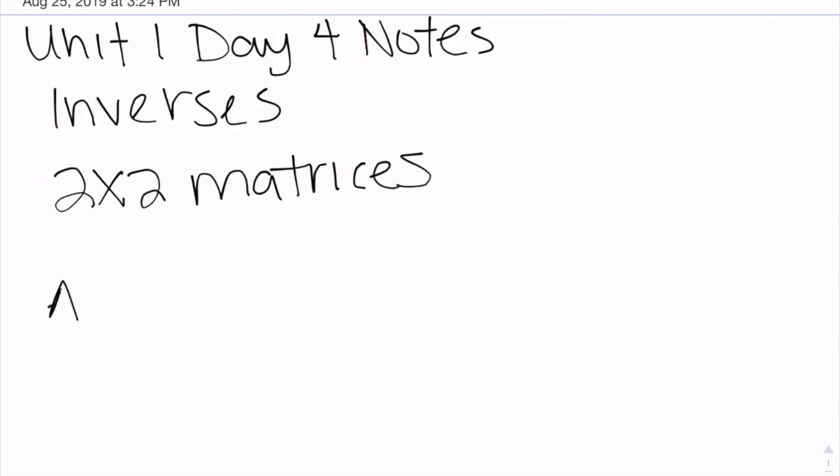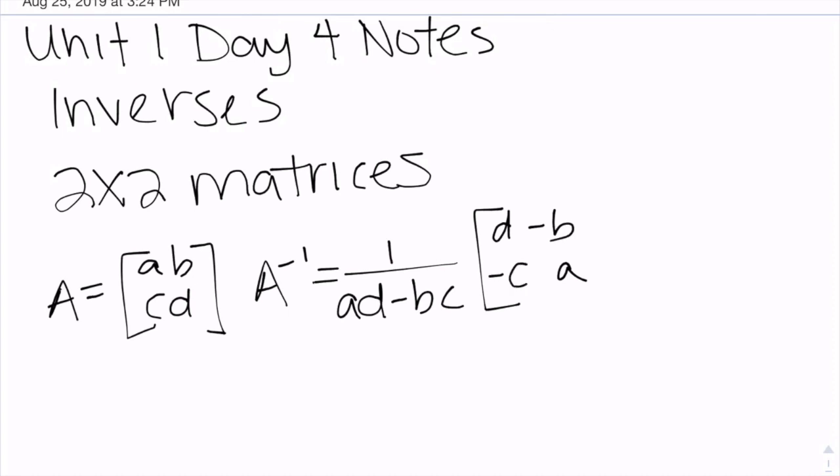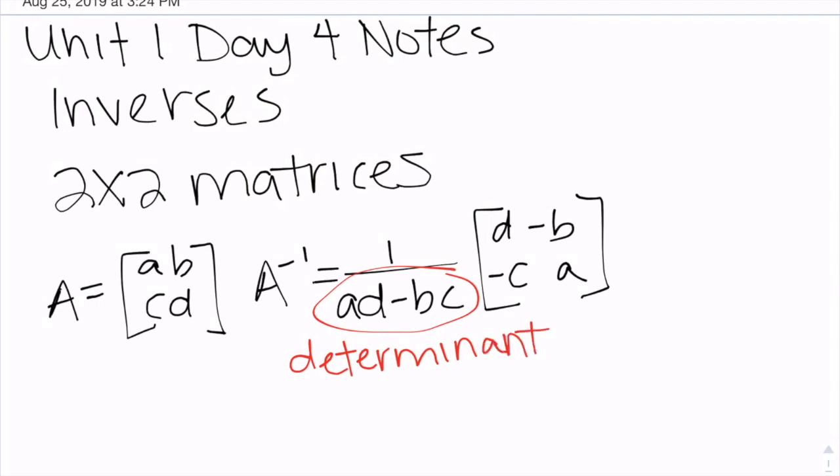So if we're given matrix A, the inverse of matrix A is equal to 1 over AD minus BC, times, we're going to flip the positions of D and A, so D goes here and A will go there. We're going to negate B and C. And notice the denominator right here is how you would find the determinant of a 2x2 matrix.